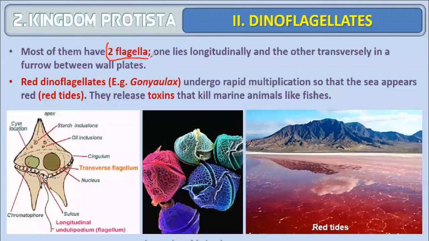Most of them have two flagella, one lying longitudinally and the other transversely in furrows between the wall plates. Two types of flagella are there: one lies longitudinally and the other transversely.